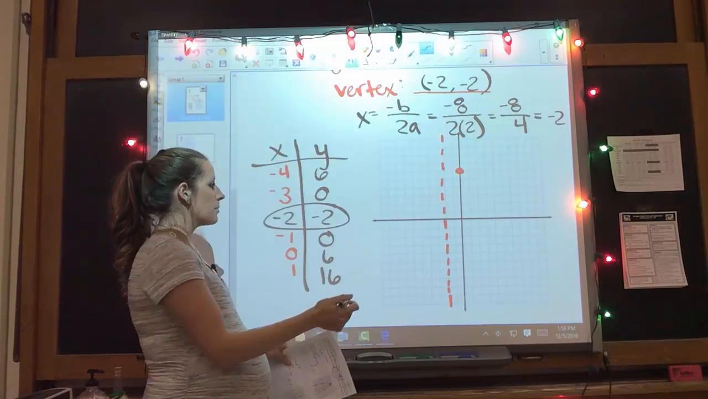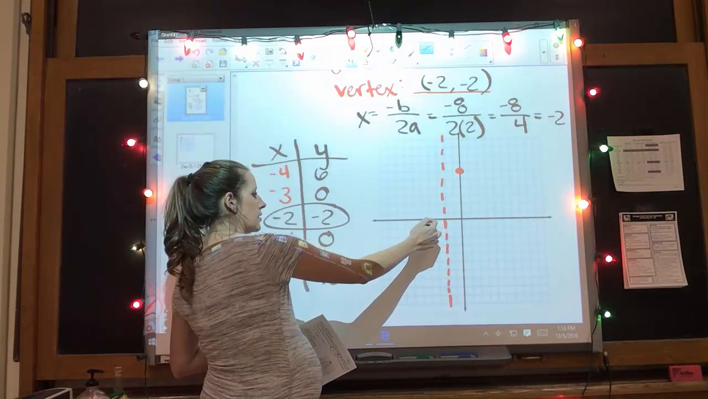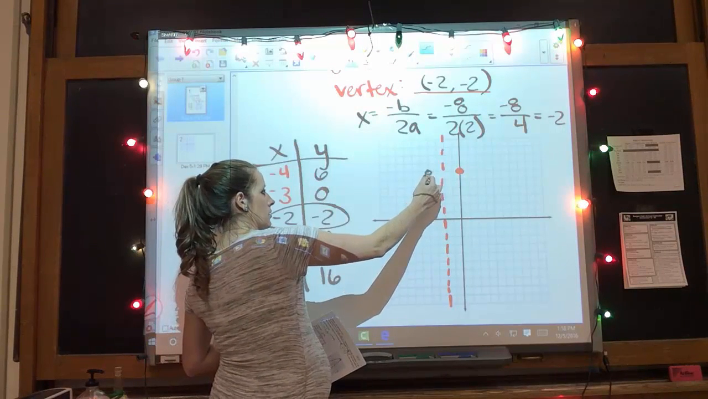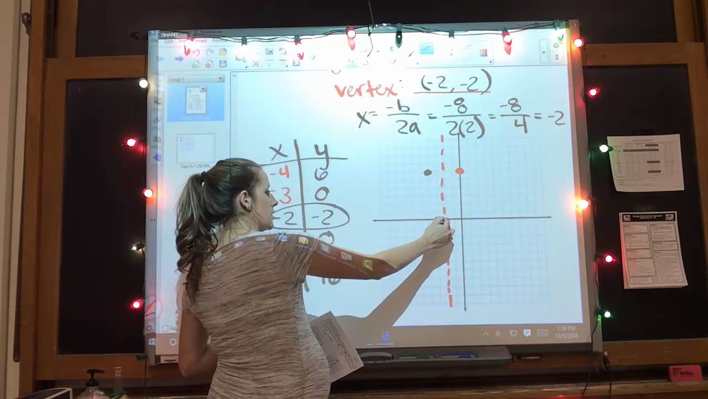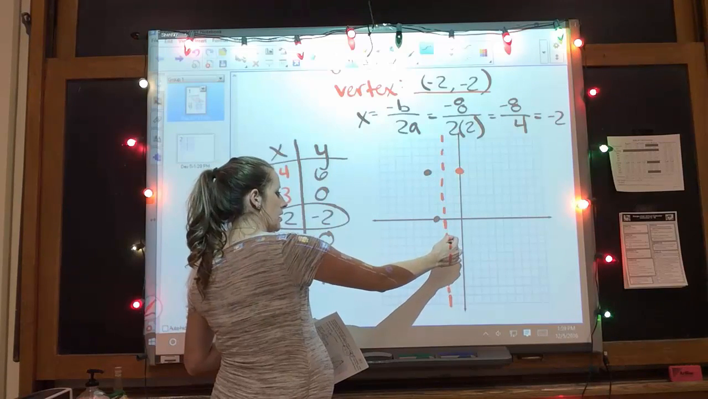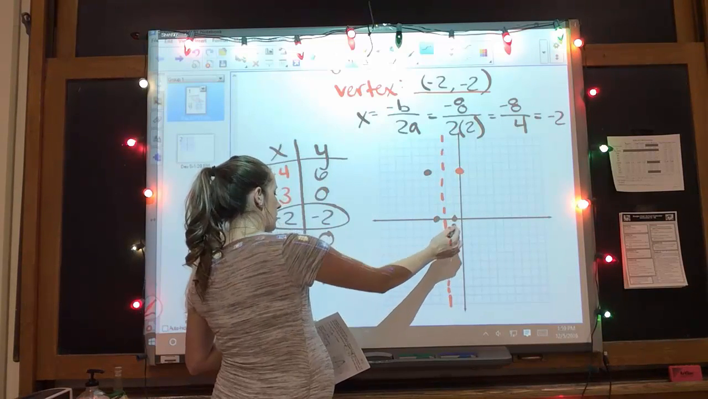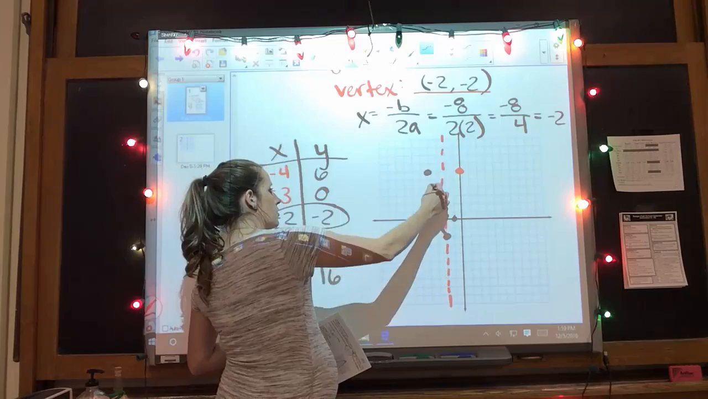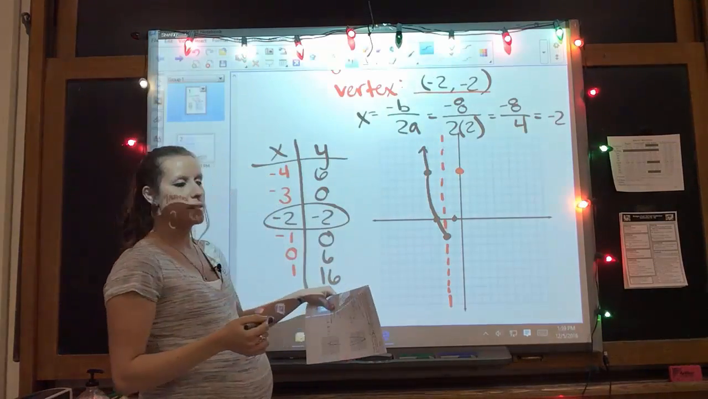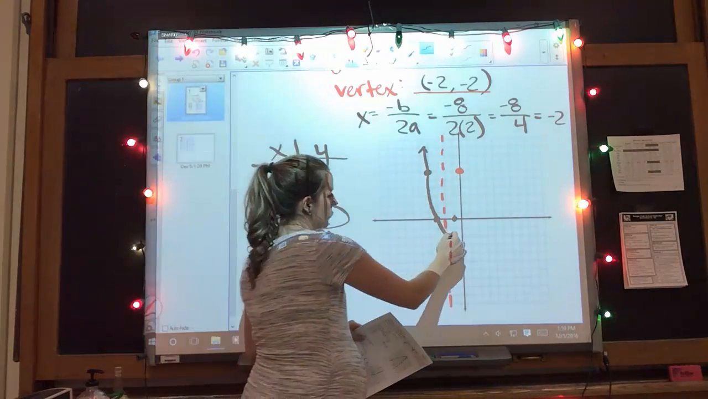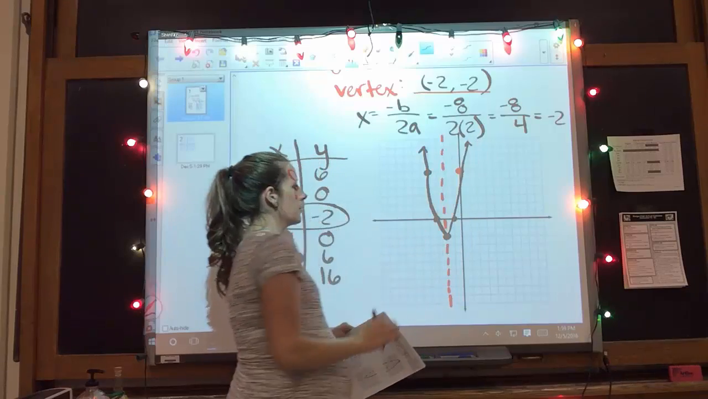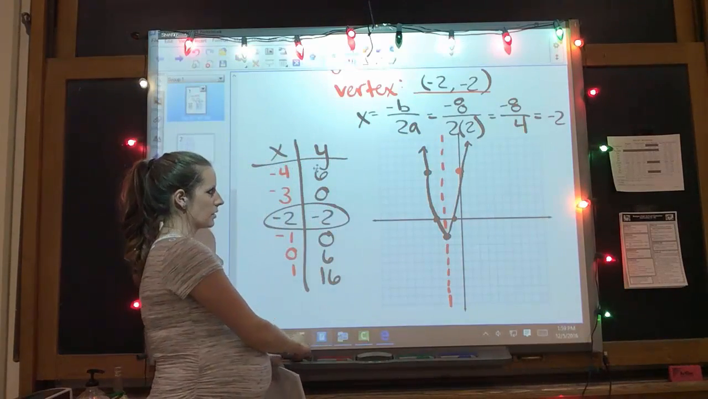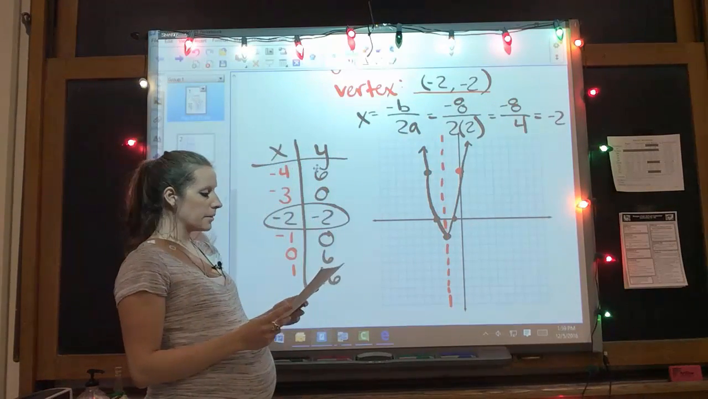Okay, and now I'm going to plot my points. Negative 4, 6, negative 3, 0, negative 2, negative 2, and that parabola starts coming back up. You can't plot the point 1, 16. It's going to be way off your graph, so don't worry about it. Okay, so that's my parabola.